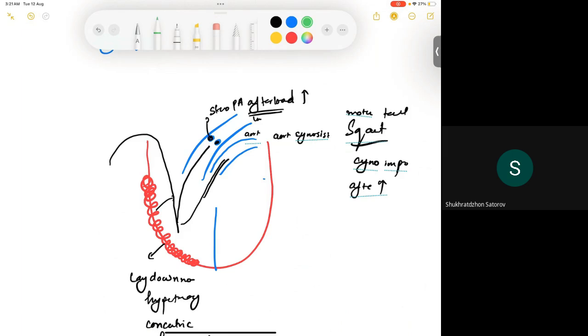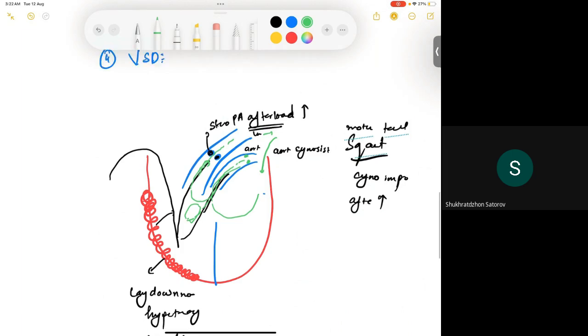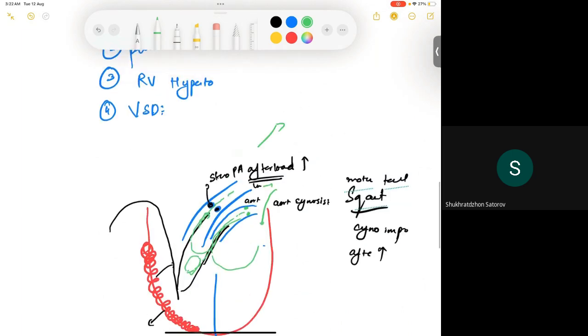So if I'm increasing afterload here, the blood won't move through the aorta. So basically the blood is going to be shunted back again. A lot of blood is going to build up. And as we have afterload here due to squatting, the blood is going to enter the pulmonary artery and get oxygenated in the lungs, entering back into your left side. This way you can get some oxygenated blood into systemic circulation, improving your cyanosis. Is it clear? Yeah.